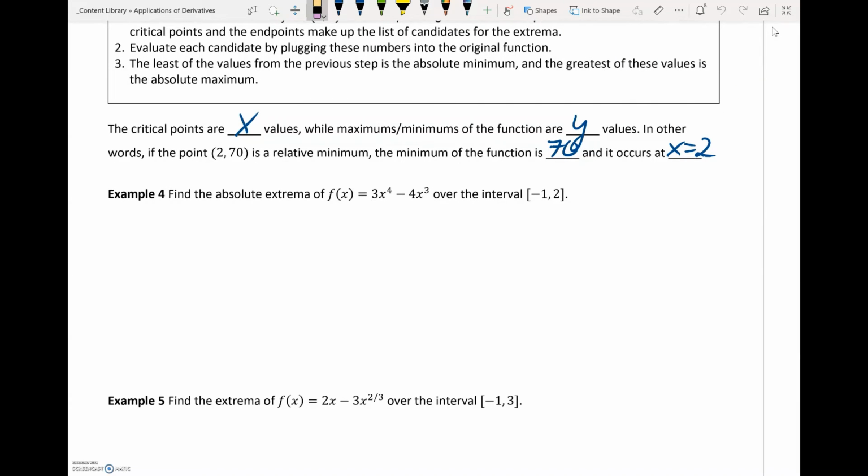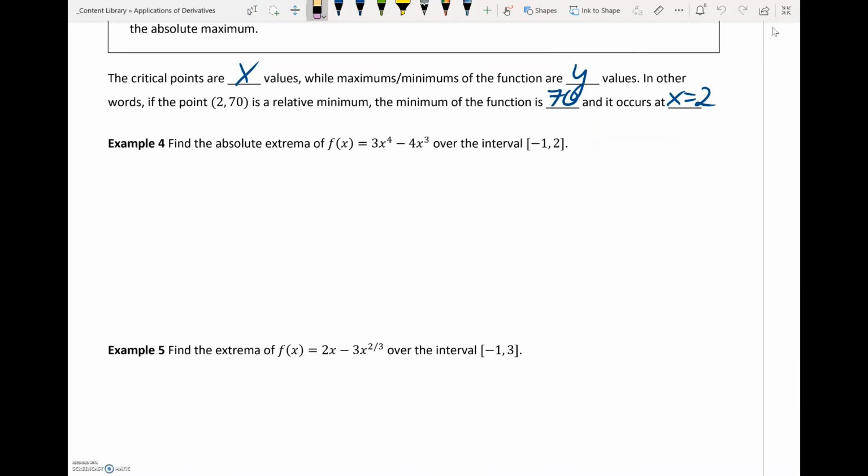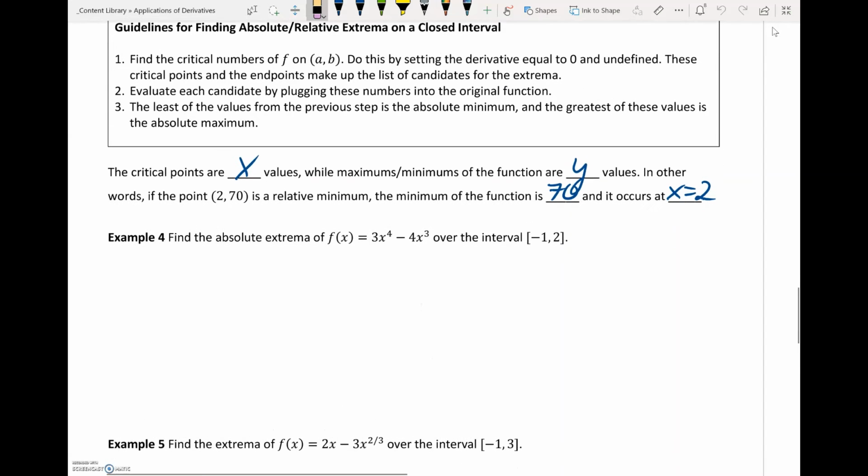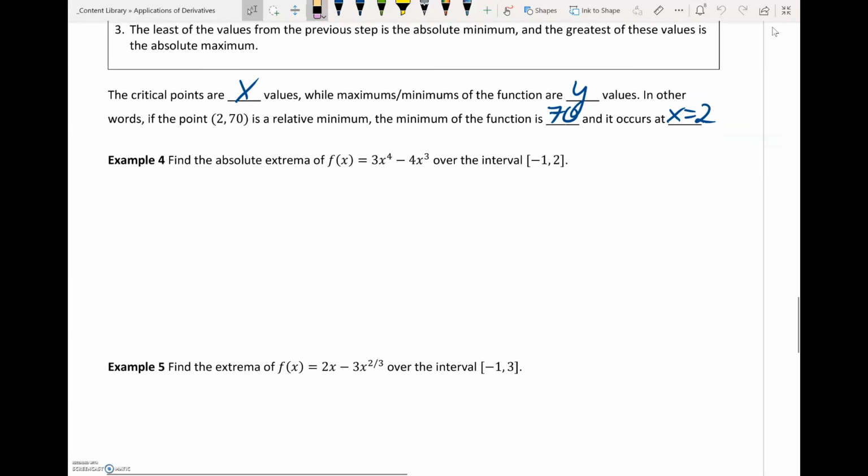Now let's take a look at example 4. We want to find the absolute extrema for f of x. f of x is 3x to the power of 4 minus 4x cubed, and we're looking over the interval of -1 to 2. If we look at the very first step, it says we want to find the critical numbers of f on this interval. We are going to do this by setting the derivative equal to 0 and seeing when it's undefined. So our first step is finding f prime of x.